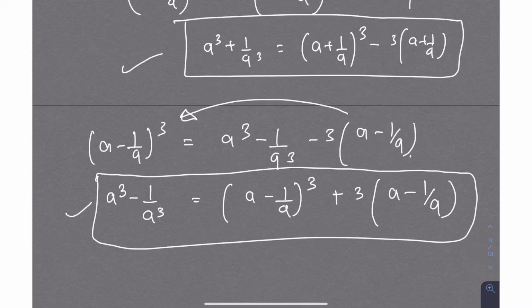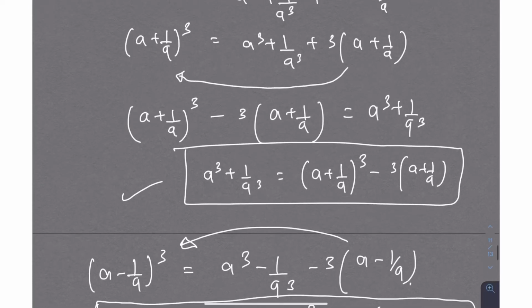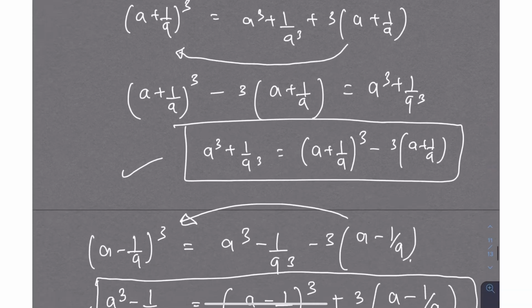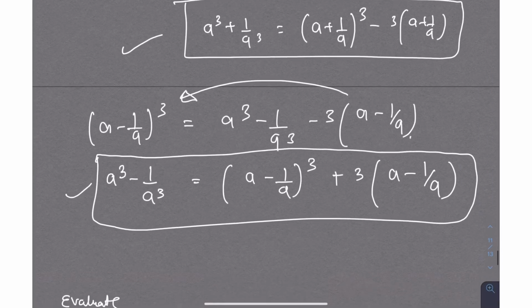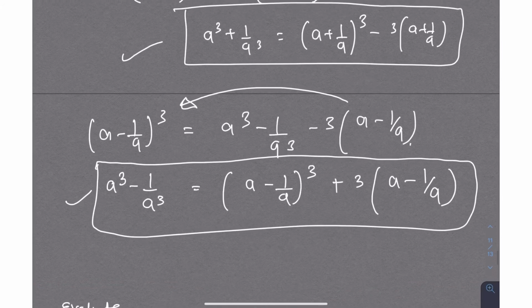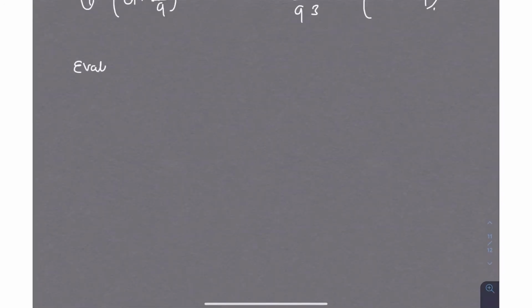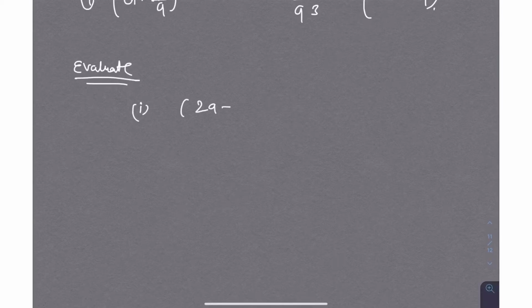Now we are done with the formulas, so the next thing we are going to do is start with the questions. The question is evaluate, and the first question is 2a plus 3b the whole cube. Now again, your first term is 2a and second term is 3b.